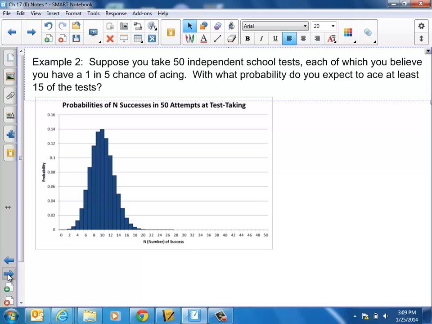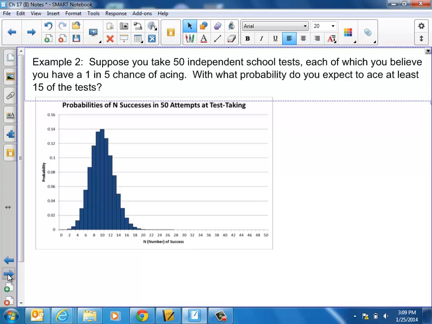All right, last slide. This is cool, I think. You may not think that, and you're entitled to that opinion. Whatever. Slide 4 here. So we are told that suppose you take 50 independent school tests, each of which you believe you have a 1 in 5 chance of acing.